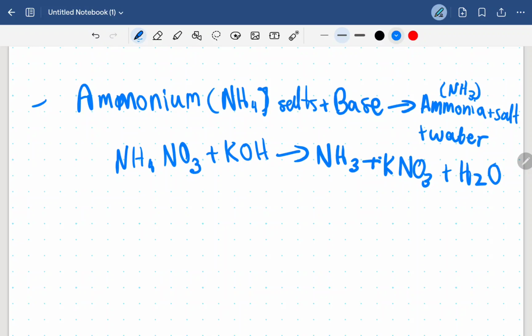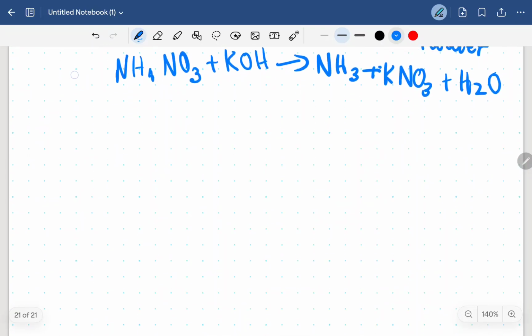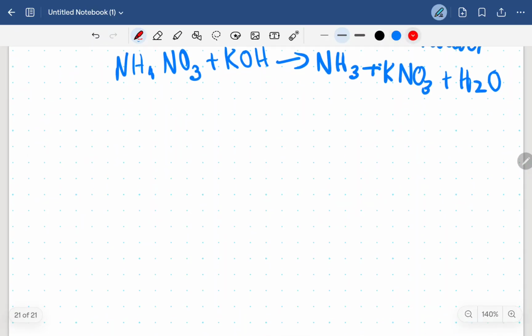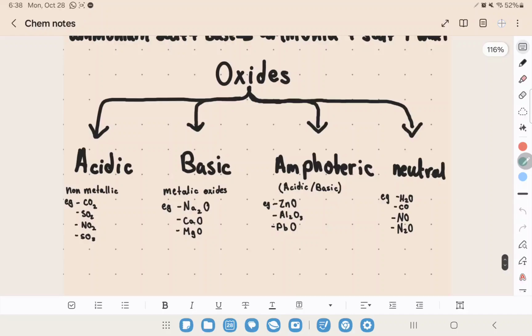Now our last thing is our oxides. Now for oxides, I'm gonna go to another app. Let me take a minute to... Okay, I'm here. So we have our oxides. These are all our types of oxides.